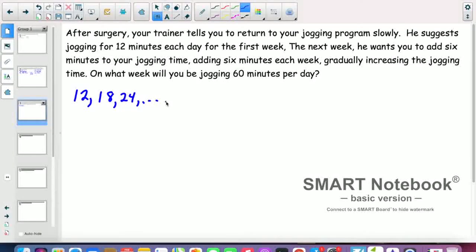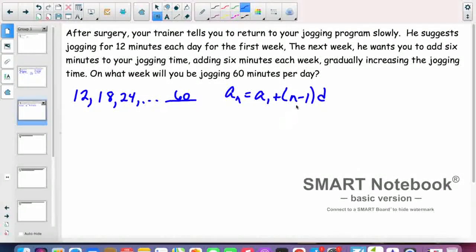We want to know how long it's going to take until you are jogging 60 minutes per day. Well, you could use a formula for this, or you could just continue this sequence. You could do it either way. This is arithmetic, so the formula is a sub n equals a sub 1 plus n minus 1 times d.